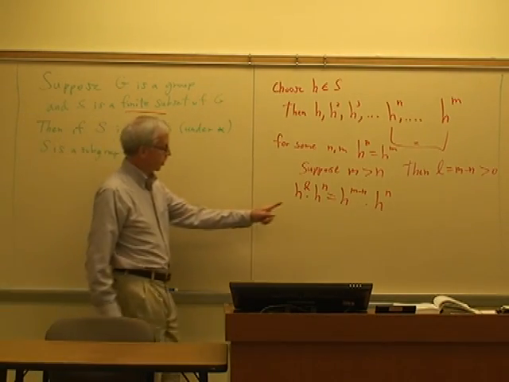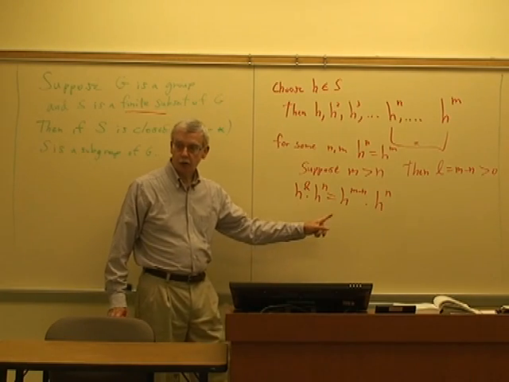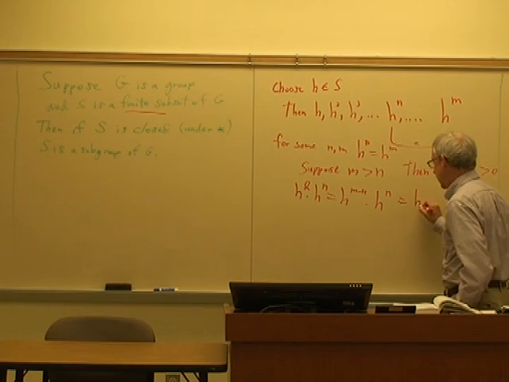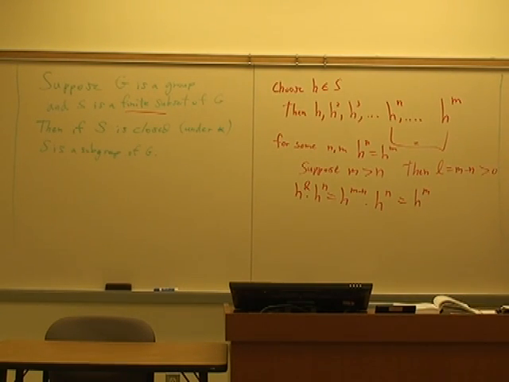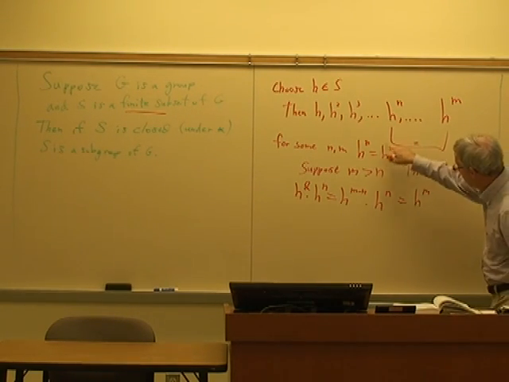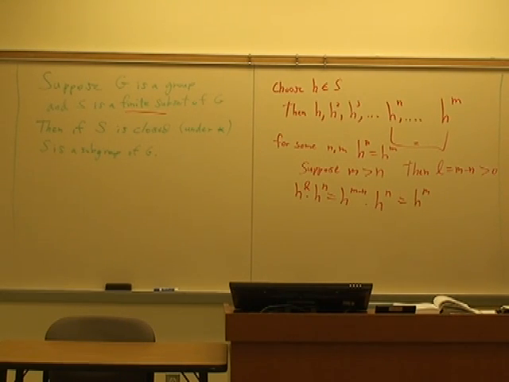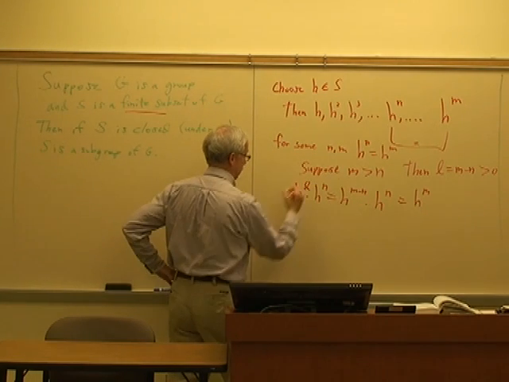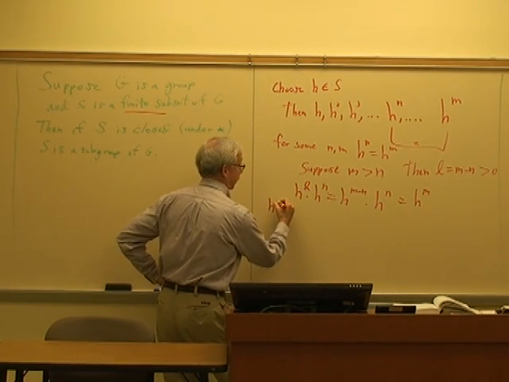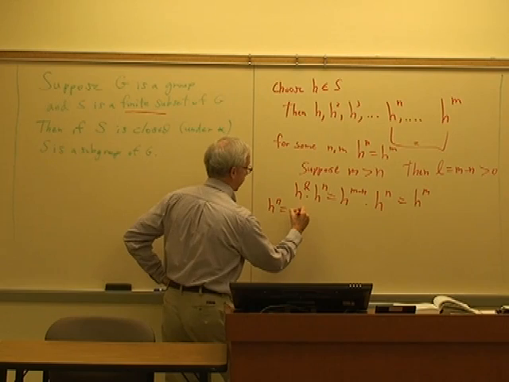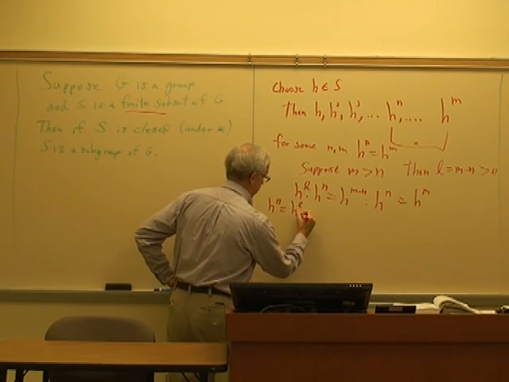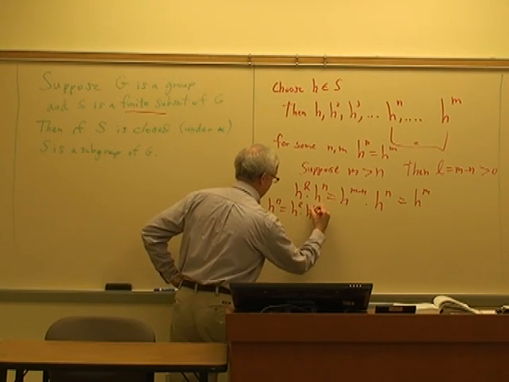But what happens when you multiply exponents? They add, right? That's equal to h to the m, right? So I found a way to rewrite the one with the bigger power this way. So now I have h to the n is equal to h to the m, which is h to the L times h to the n.